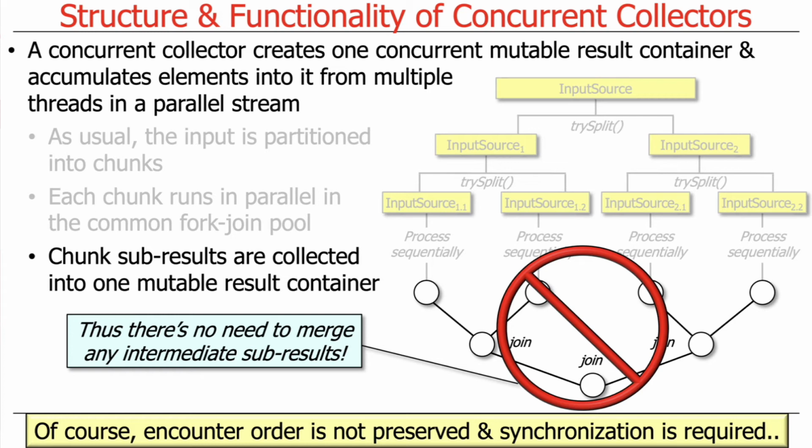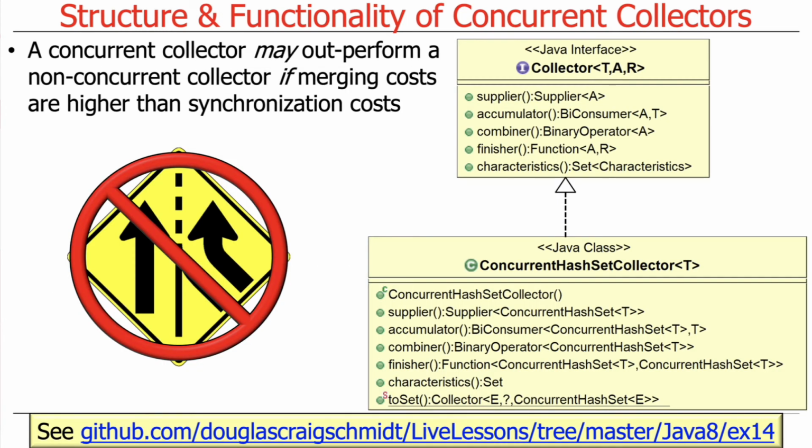The downside, of course, is that if encounter order is important, it's not preserved, and you need to have collections that are synchronized properly. So when is concurrent collection a win? When are concurrent collectors beneficial relative to non-concurrent collectors? Well, that's actually quite easy to think through because it's going to be the situation where the concurrent collector will outperform, or may outperform, a non-concurrent collector if the merging or combining costs are higher than the synchronization costs.